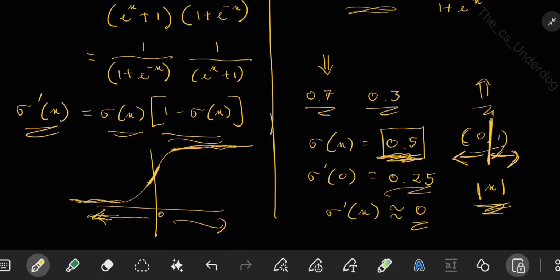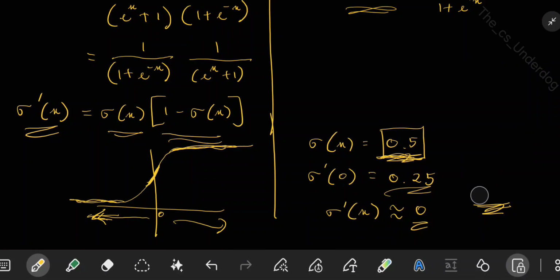Okay. So what does this mean from a neural network point of view? This tells you that whenever your neuron input is very positive, the sigmoid curve almost flattens out. On both sides, whether it is very positive or very negative, your sigmoid curve almost flattens out.